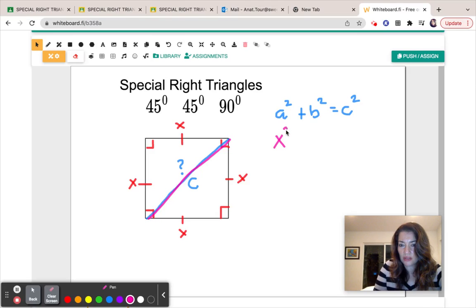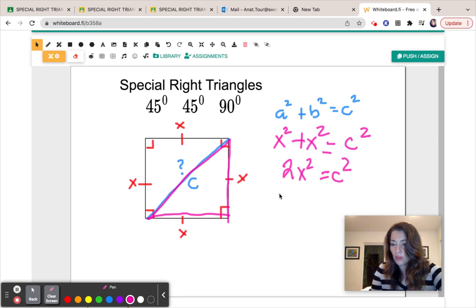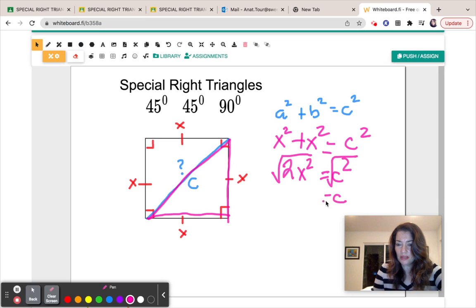I can just say x squared, which is this side here, plus x squared, which is this side, is equal to the hypotenuse squared. And if I combine like terms, we get 2x squared is equal to c squared. If I want to find c, I could just find the square root of both sides. And so c is equal to, and what is the square root of x squared? So we can actually evaluate this. That comes out of the square root, and we're left with x square root 2.